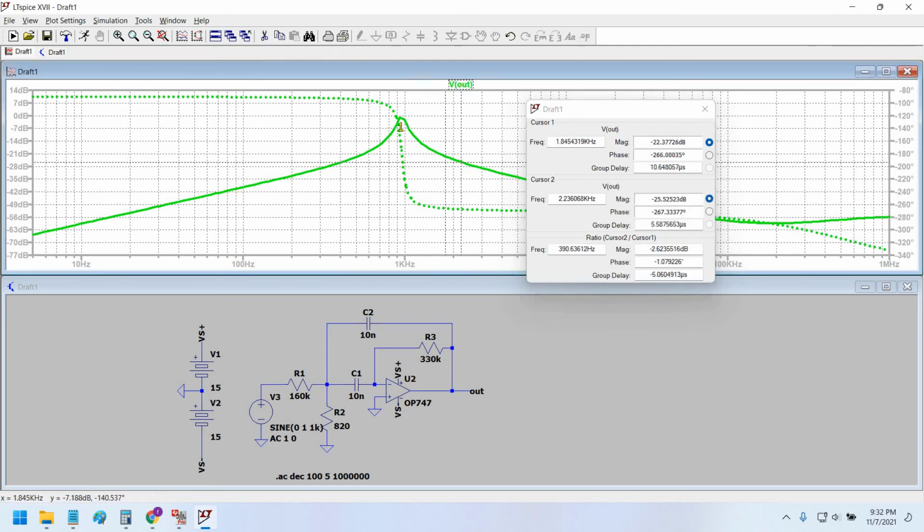Now we select another marker, and this is the first cursor, 950 hertz. Yes, this is close to 950 hertz and this is 1.05 kilohertz.